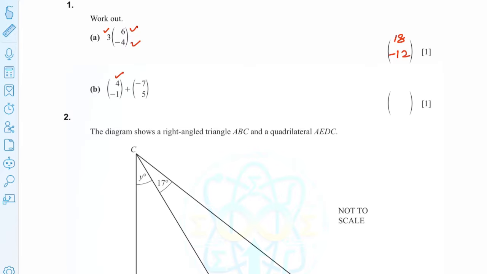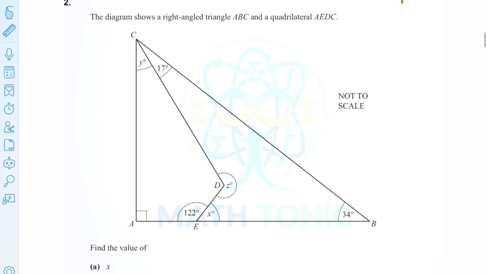Next, we have to add these two column vectors. So x value plus x value, y value plus y value. So we can do that. 4 plus minus 7 becomes minus 3, and minus 1 plus 5 becomes 4. That is the answer for this question. I hope everybody understood. Okay, so next is question number 2.